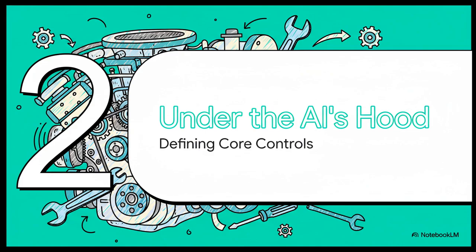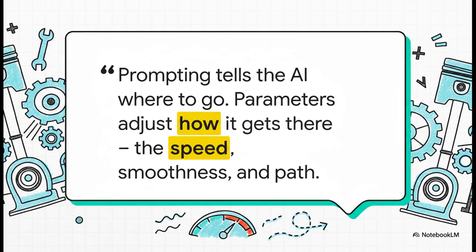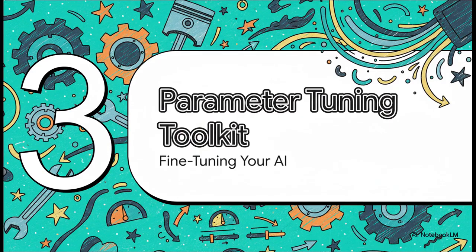What are these mysterious settings we keep talking about? Well, just think of them as the knobs and dials inside the machine. They're the core controls that change the fundamental behavior of the AI as it's doing its thing. Basically, a parameter is any setting that tweaks how the model generates content. It's not part of your prompt, but it's a rule the model has to follow while it's working on your prompt. It really is the how to your prompt's what. I love this way of thinking about it. Your prompt is like plugging a destination into your GPS, but the parameters, that's you choosing to take the scenic route, or the fastest highway, or maybe avoiding tolls. You need both to get the perfect trip, right? Same thing here.